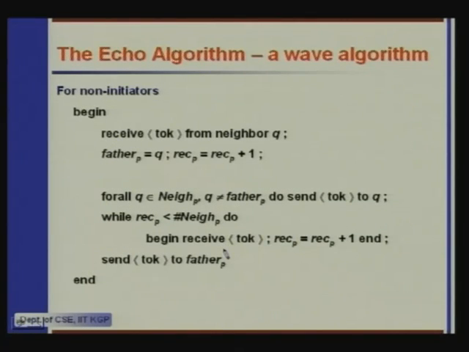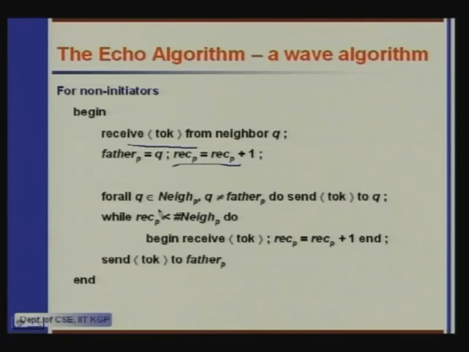For non-initiators, this is what happens. The process P receives a token from neighbor q. This is the first token that it is receiving. Then it sets father P equal to q. Because it has already got one token, it sets RECP to RECP plus 1. Initially RECP is 0.